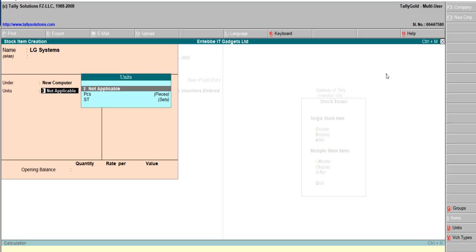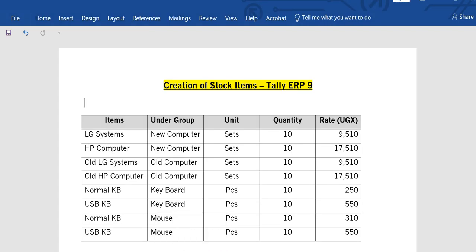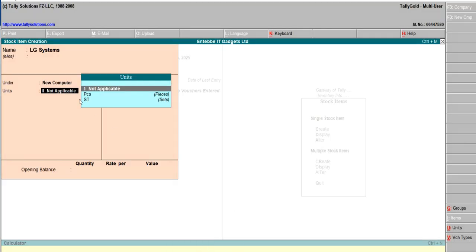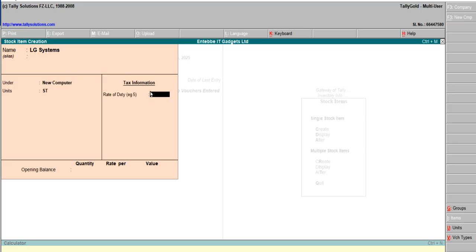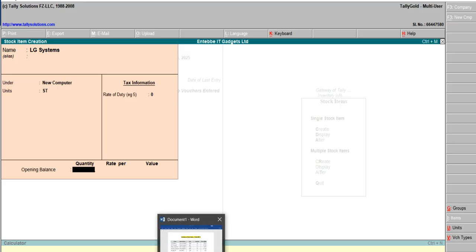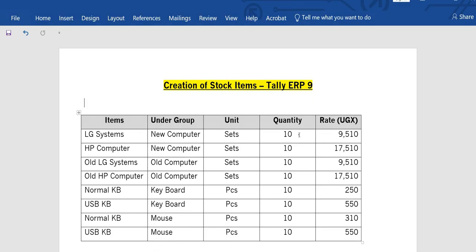New computer. Units. The unit of measure is what? Sets. Rate of duty, that is for tax information purposes. In this case, I will not put anything because I don't have rates of duty. Let me just assume that there is no rate of duty. Opening balance. When you look at the information given, we have to enter the quantity and the rates.